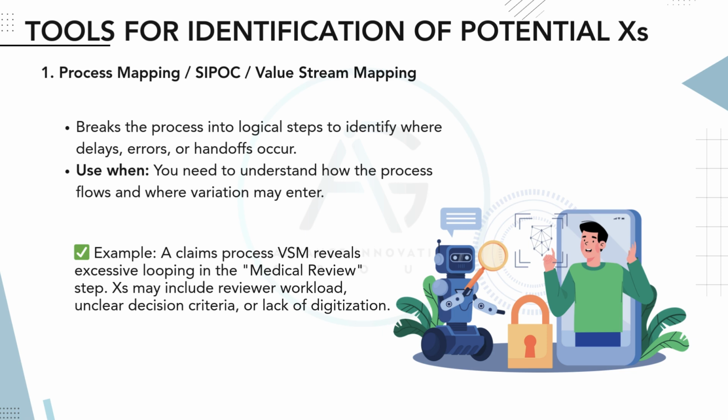Tools for identification of potential X's: process mapping, SIPOC, and value stream mapping. Mapping helps us break a process into logical steps. This lets us identify where delays, errors, or handoffs happen.